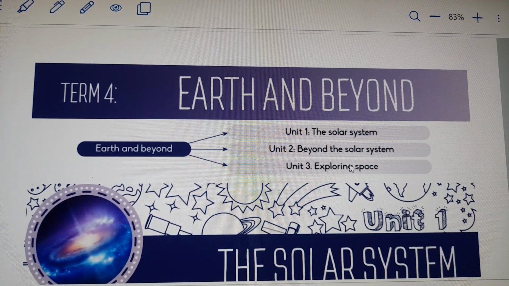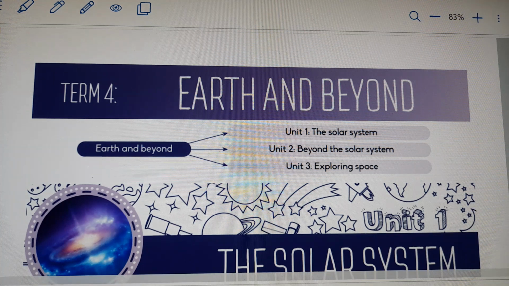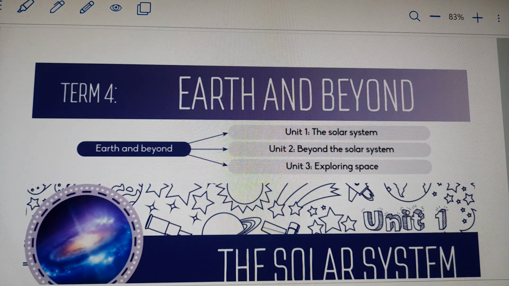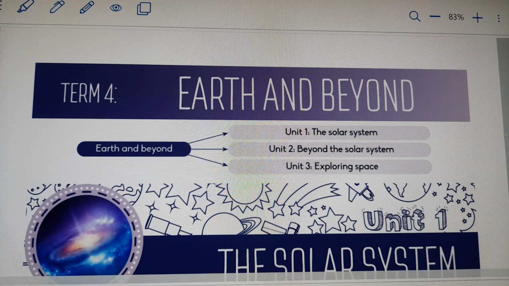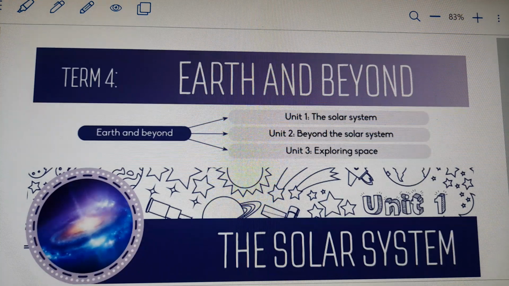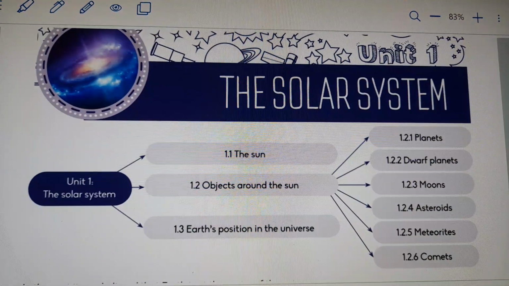We are only going to cover 3 units in this term, and that will be the end of the year. Actually, not the end of the term, but the end of the year. Under the earth and beyond, we are going to look at the solar system, and we are going to look at beyond the solar system, and after that we are going to be exploring the space. Those are the only 3 units that we are going to cover for term 4. So let us start with the solar system.